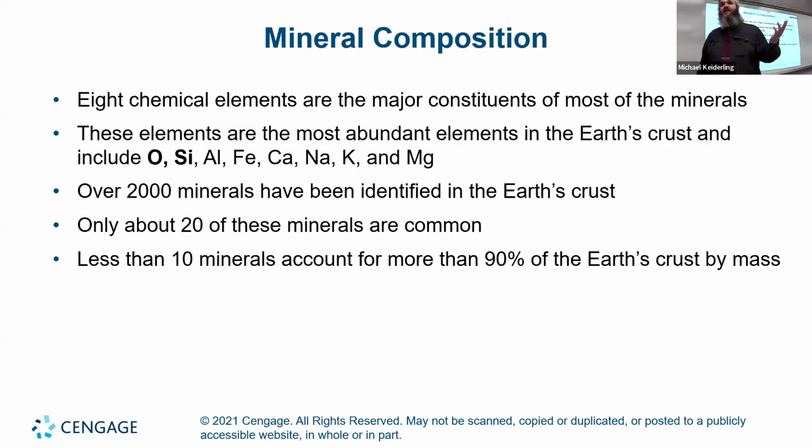Now, well over 2,000 minerals have been identified in the Earth's crust. I believe it's something like 5,000 now, but some of those are super rare. Like they only exist in one place on Earth. And some of them are dead common, but only about 20 of these are common. And less than 10 minerals account for more than 90% of the Earth's crust by mass. There's a handful of minerals that are super common and are everywhere. So the most common type of mineral is feldspars, and then quartz, I think, is next. I'm not 100% sure.